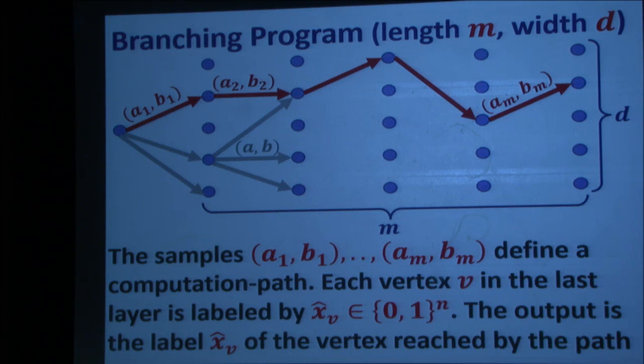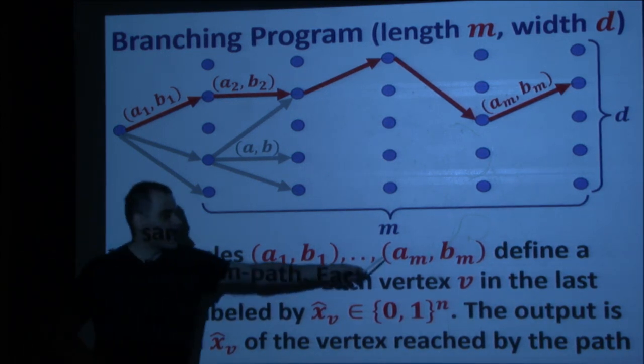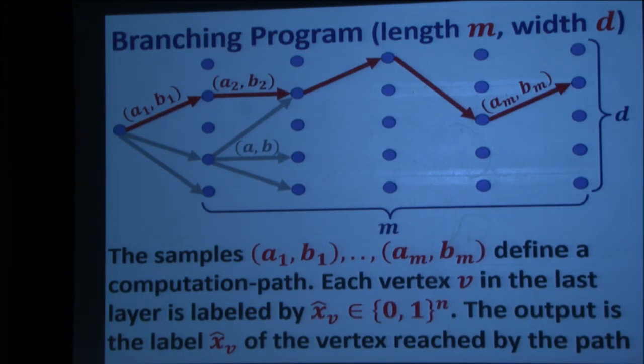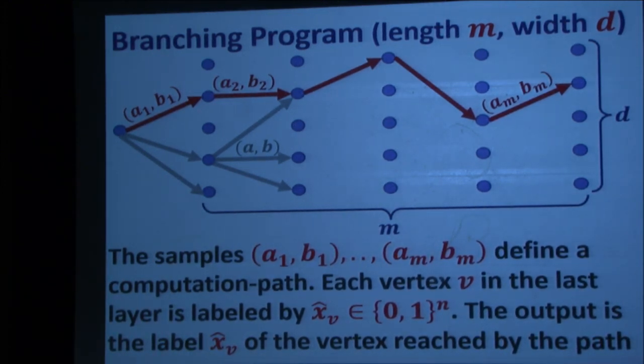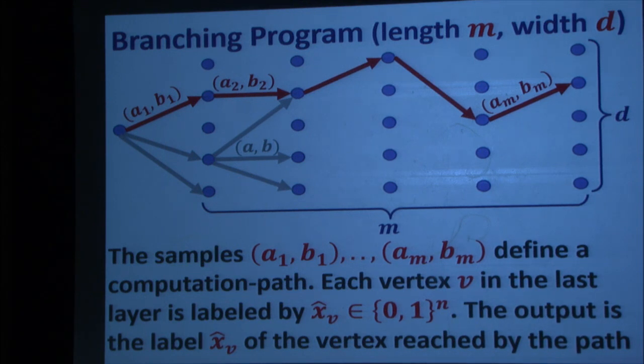Now, when we get samples (a1, b1) to (am, bm), these samples define what we call a computation path. We start from the only vertex in layer 0, the start vertex. We follow the edge (a1, b1), then the edge (a2, b2). We assume that there is exactly one edge labeled for each (a, b). We follow these edges until we get to the last layer.